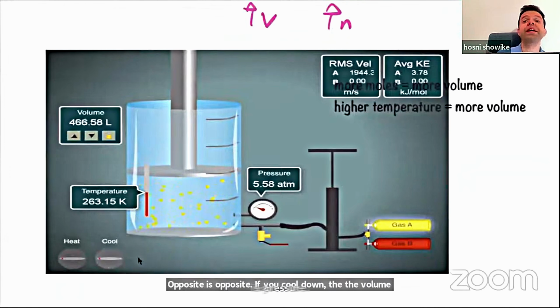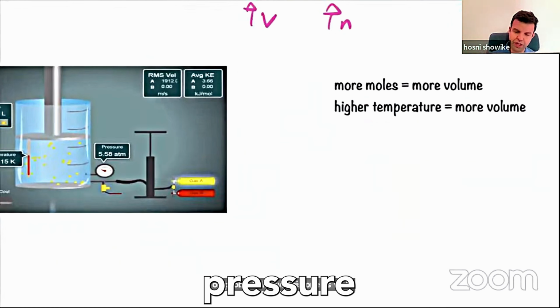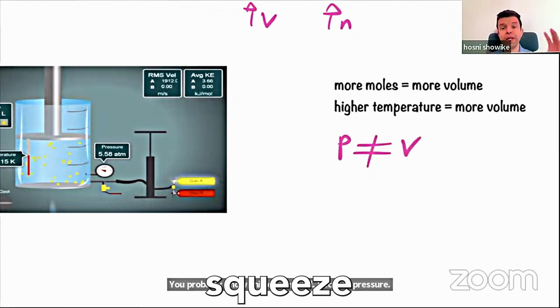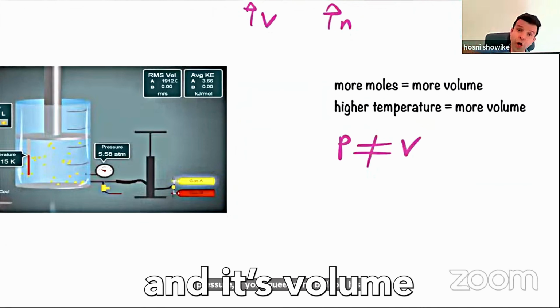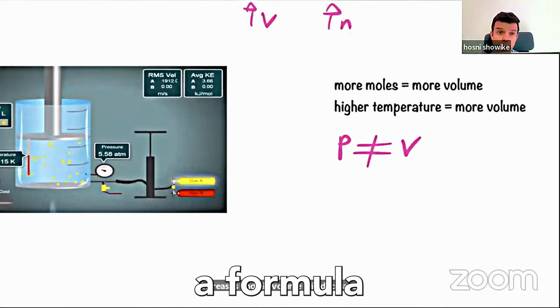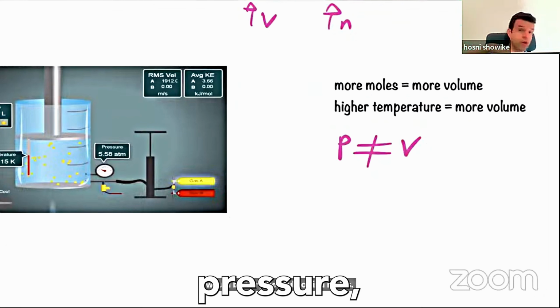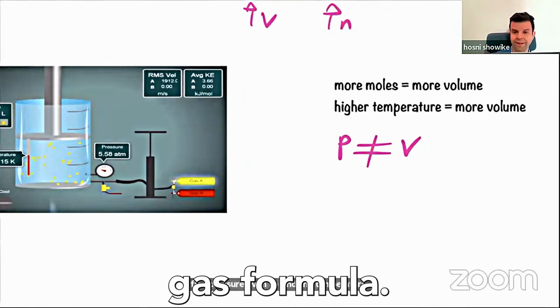My last relationship here is pressure. You probably know this one as well, because pressure and volume are complete opposite. If you increase the pressure, if you squeeze the balloon, its pressure increases and its volume will decrease. So based on these things, I can construct a formula that would be very helpful to find moles, find volume, to find pressure, even to find the temperature. That's what we call the ideal gas formula.